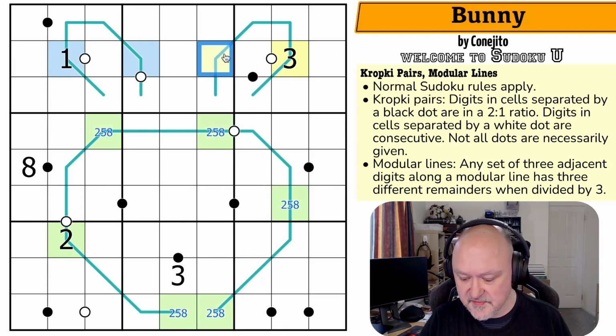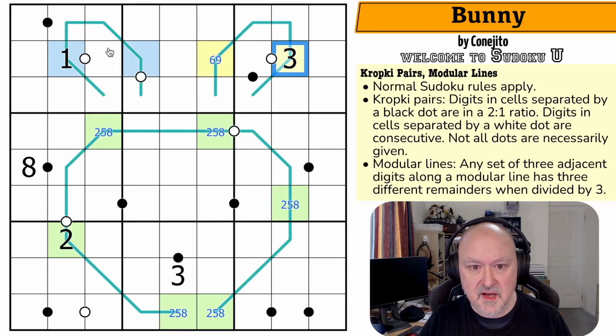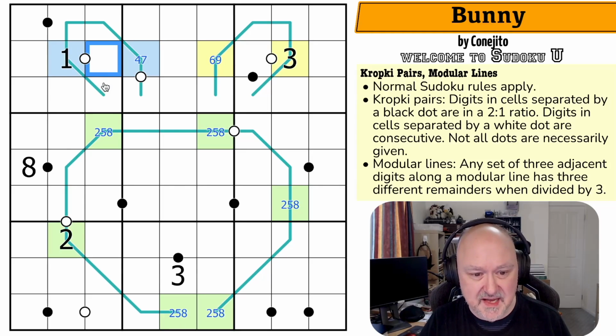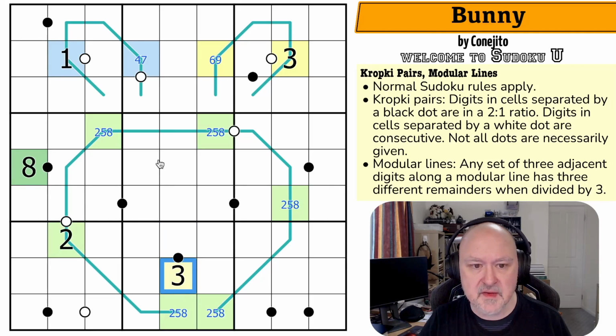All of this is from 69 because it can't be 3, and this one is from 47 because it can't be 1. Now, I can probably take that further. Like, this is from 258. Let's just color them in. This is from 369. Now, there's all sorts of stuff.